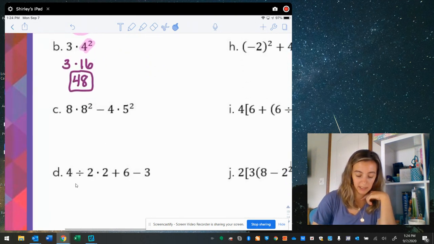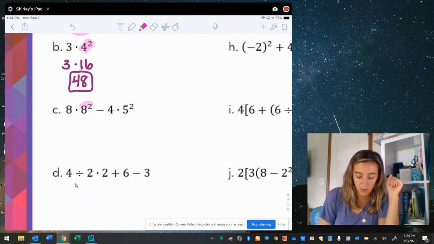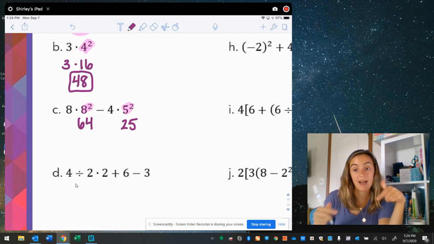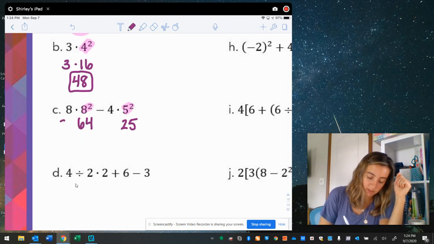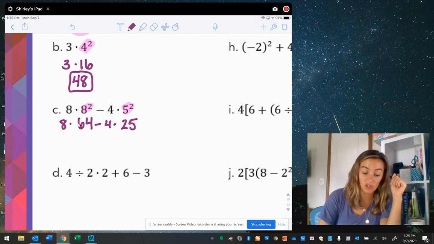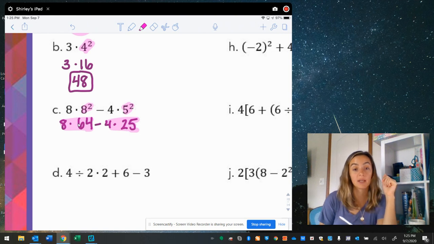Okay, for C, no grouping symbols, but I see 2 exponents. So I'm going to take care of both of those. 8 squared is 64, because that's telling me to do 8 times 8. I hate this. Okay, 64. 5 squared is 25. And then I'm going to go ahead and bring everything else down that I haven't used yet. I didn't multiply by 8, I didn't use my minus sign, and I didn't multiply by 4. So now I have multiplication and subtraction. Multiplication always comes before subtraction, so I'm going to go ahead and take care of both of my multiplication parts.